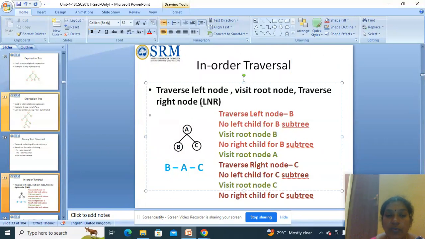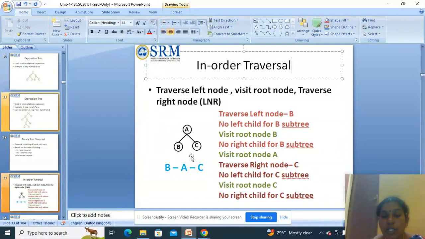In-order means first we visit the left node, next the node, meaning the root part, and then we visit the right node. In this order we have to visit the tree. For example, here is a small tree with three nodes. This is the node part, this is the left node, and this is the right node. As per the order, first we visit the left node, which is B. The node part is A and the right part is C. So the visiting order of in-order traversal is B, A, C.